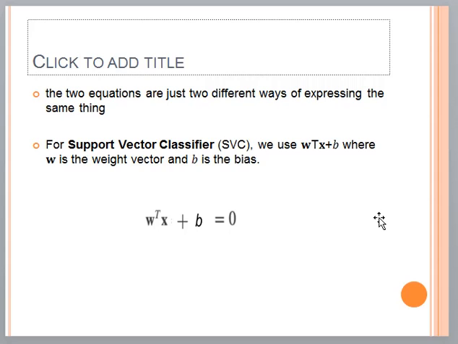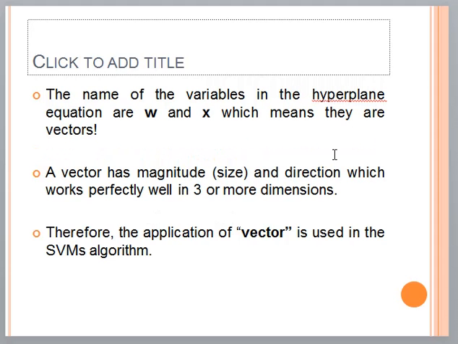For the support vector classifier, we use W transpose of x plus b, and in this equation W is the weight vector and b is the bias. So these are the same things which we have already used and explained in a neural network. W here is the weight, x is the input vector, and b is the bias term. The variables in the hyperplane equations are w and x, which means they are vectors. So remember that w and x are vectors and not values.